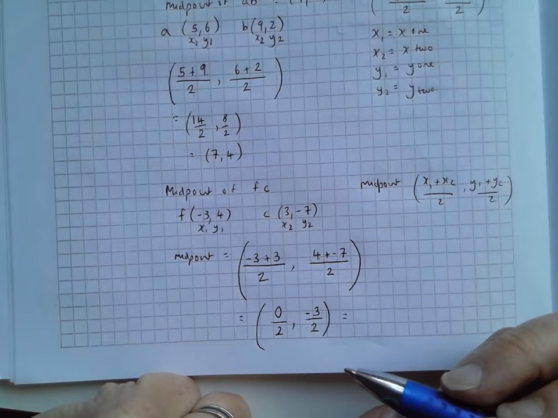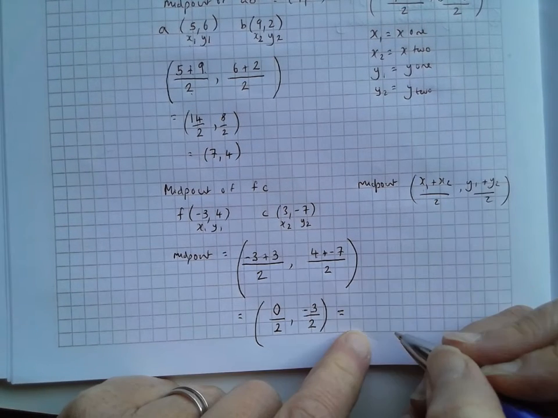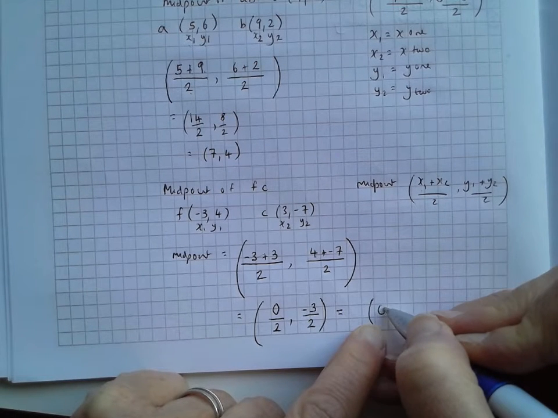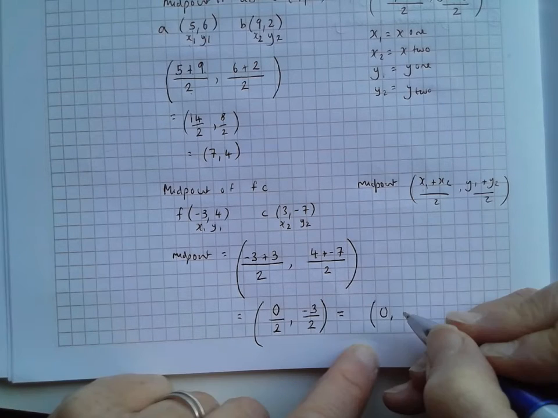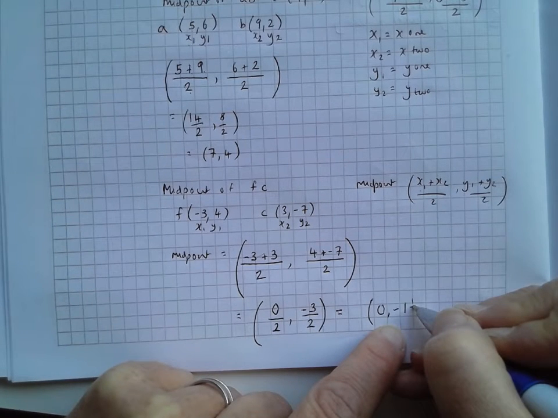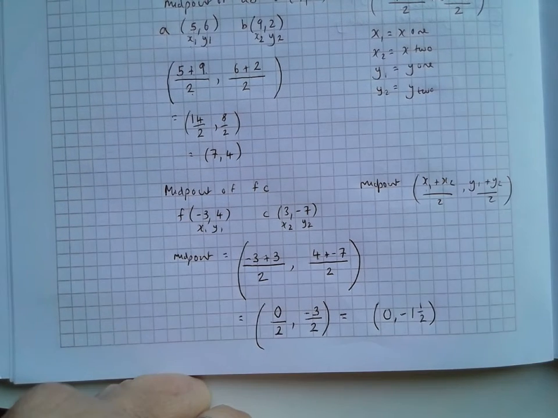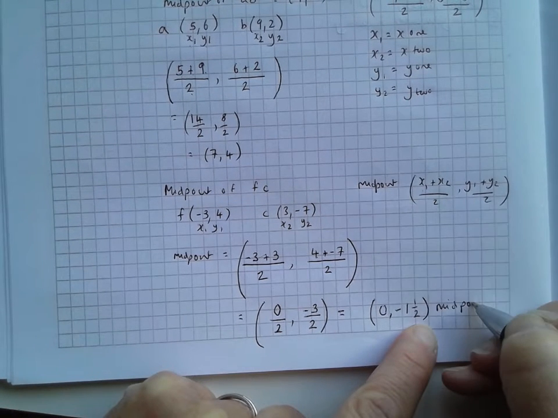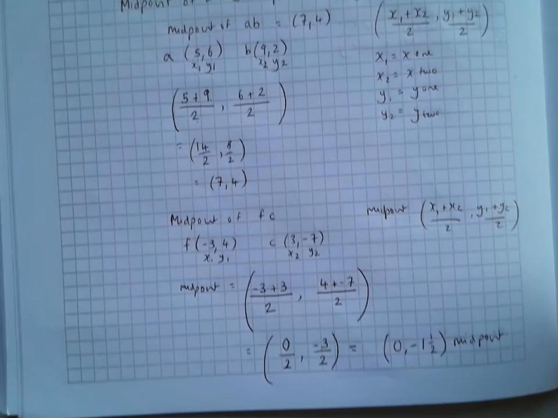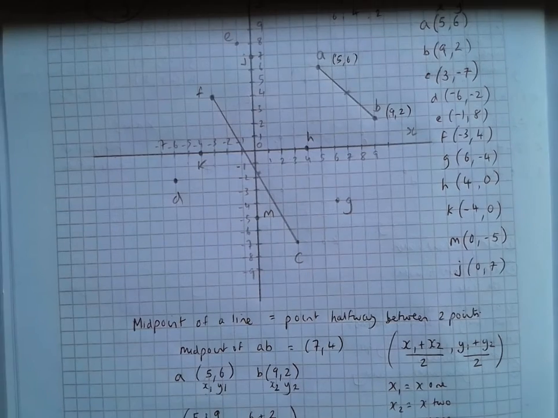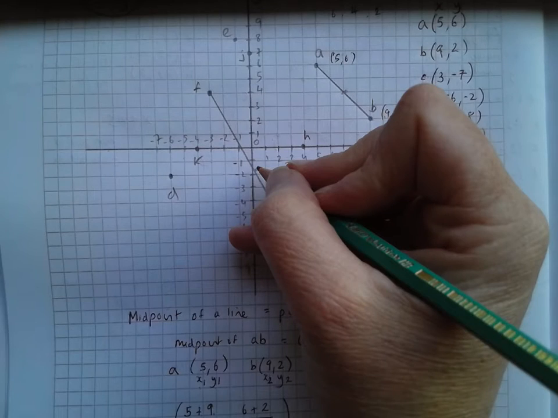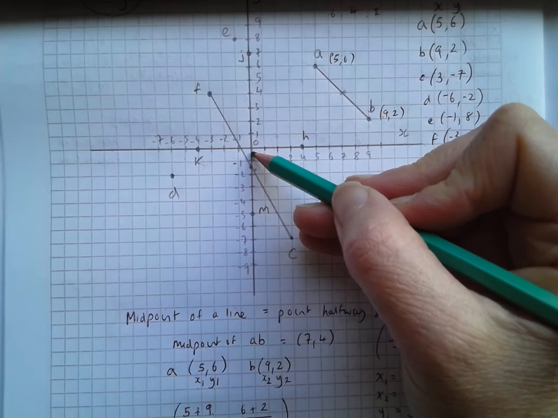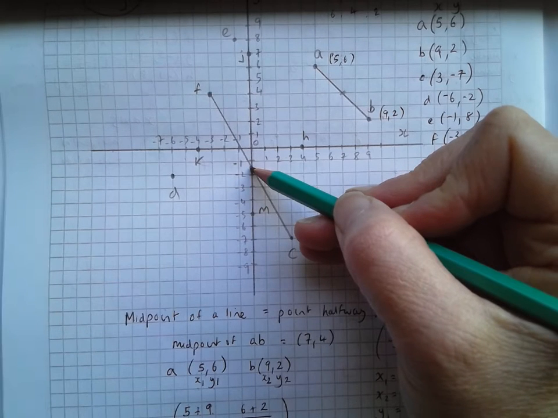So this becomes 0 divided by 2, which I hope you know, if you've got nothing and you divide it by 2, you still have nothing, and minus 3 over 2, which is minus 1.5. So the midpoint of FC is 0, minus 1.5. Let's just look up here and see. Does that make sense? Well, actually, it's not bad, maybe it's actually here, which would make sense. 0 on the x-axis and minus 1.5 on the y-axis. Any questions on that?